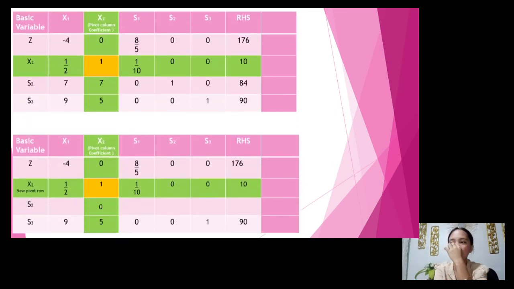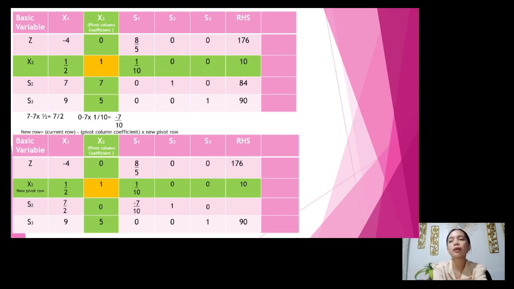Next, we'll be getting the value of s sub 2. So 7 minus 7 times 1 half is 7 over 2. Then 0, then 0 minus 7 times 1 over 10 is negative 7 over 10. Then 1 minus 7 times 0 is 1. Then 0 minus 7 times 0 is 0. Then 84 minus 7 times 10 is 7.